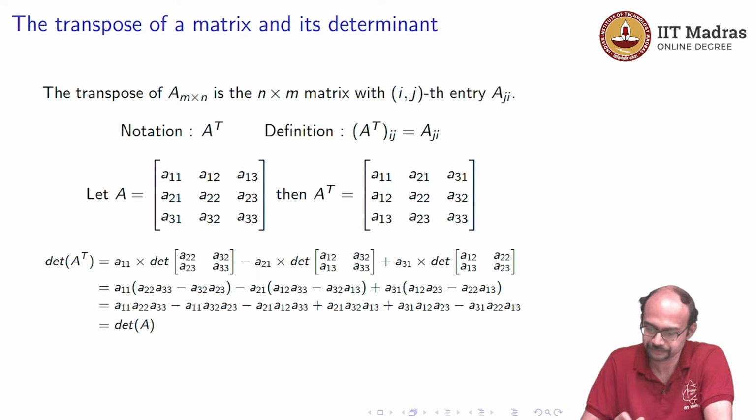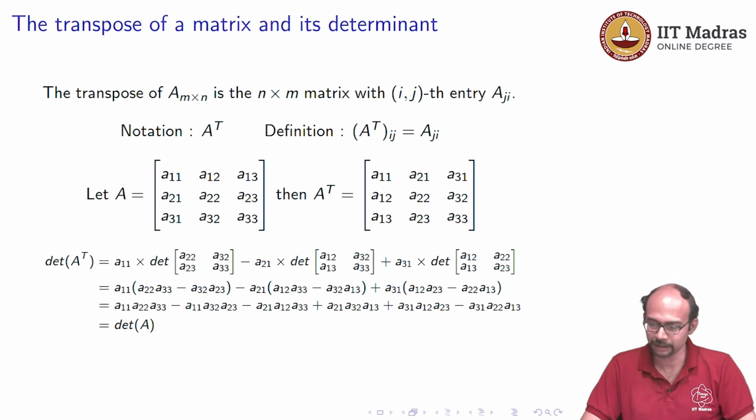So, let us work this out. Determinant of A transpose. We have a clear formula for the determinant, so let us use that. We look at the 1 1 term of A transpose and we multiply by the determinant of what is left when we drop the first row and column, and minus the 1 2 term of the transpose times determinant of whatever is left when we drop the first row and second column of A transpose, and plus the 1 3 term of A transpose times determinant of whatever is left when you drop the first row and the third column of A transpose.